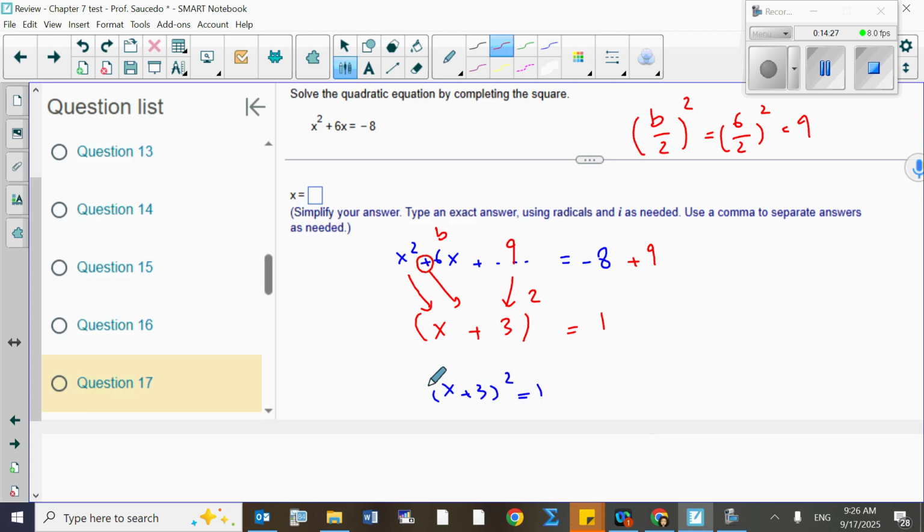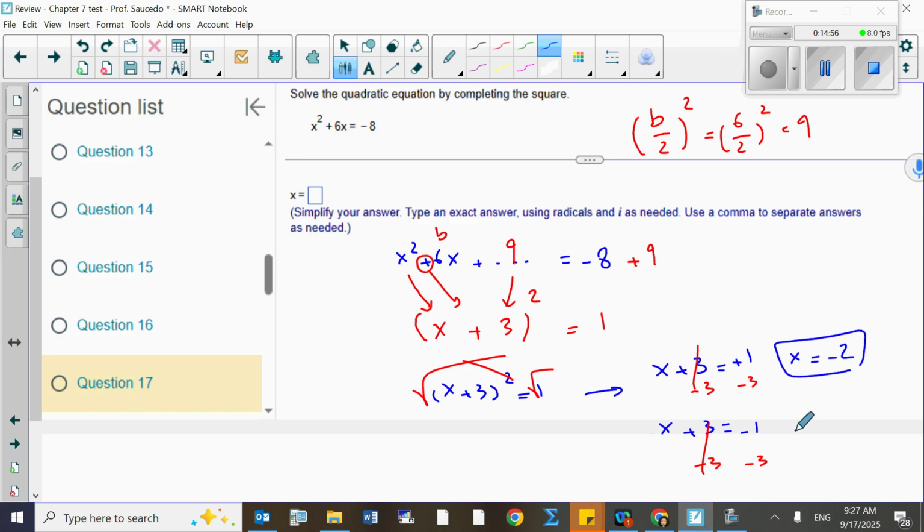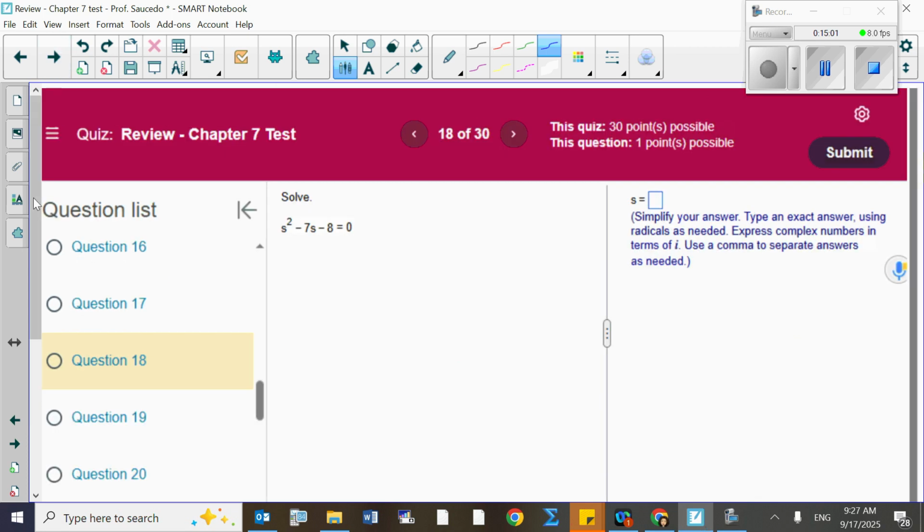In order to solve for x, you take the square root of both sides; the power 2 and radical cancel each other. You will have x plus 3 equal to positive square root of 1, which is 1, and negative square root of 1. Now you solve for x: minus 3, minus 3. x will be equal to -2. And here x will be equal to -4. So these are the answers.